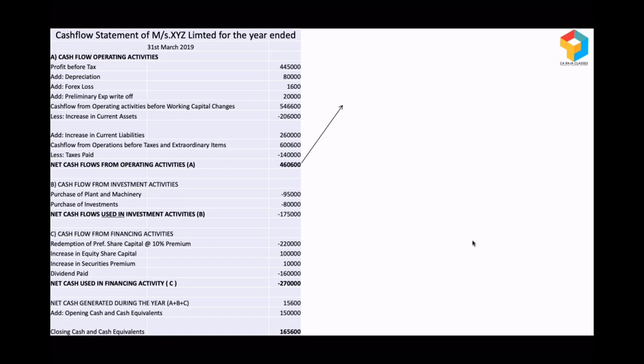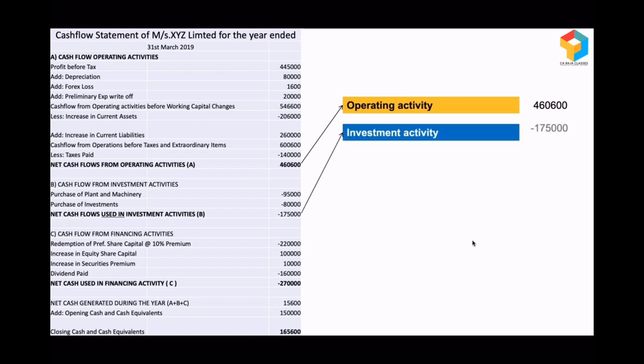Okay, look at this cash flow from operating activity. It's a positive figure of 4,60,600. Look at this investment activity. It is a negative figure of 1,75,000. So the positive figure of 4,60,600 from operating activity means they've run their business for one full year, and from operations they've made a positive cash.